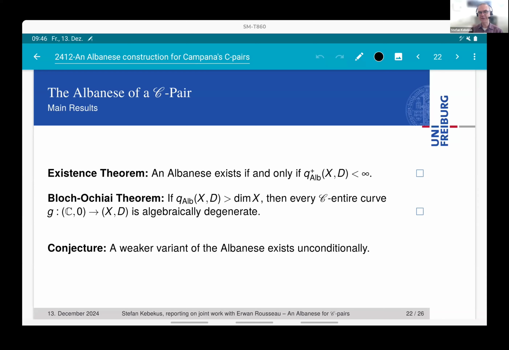that if you have a space whose Albanese is large, then entire curves can never be dense.